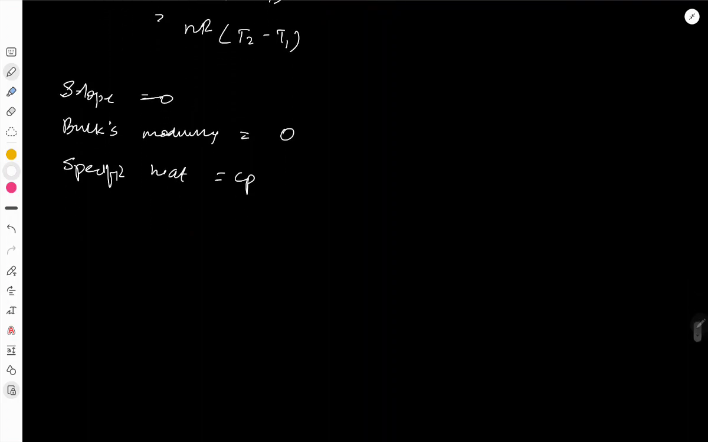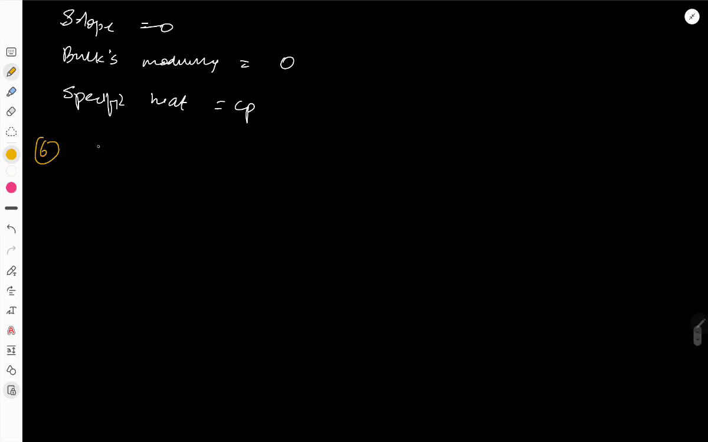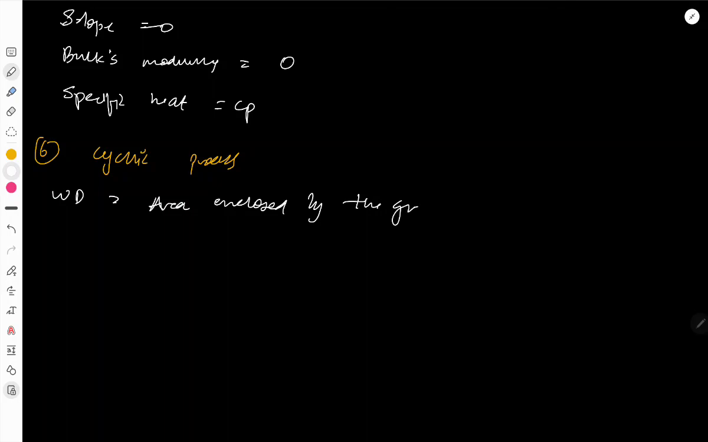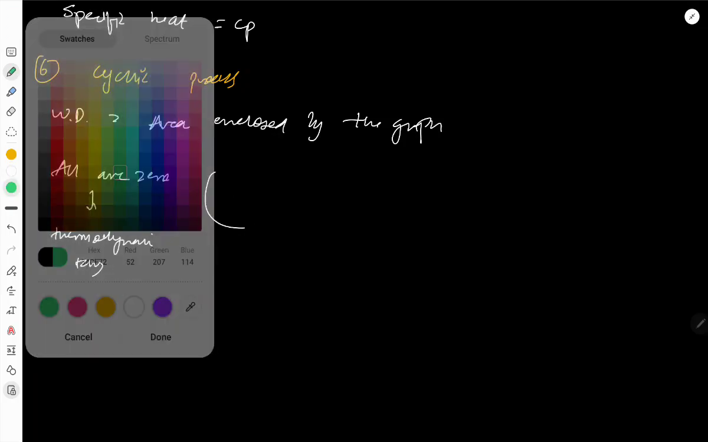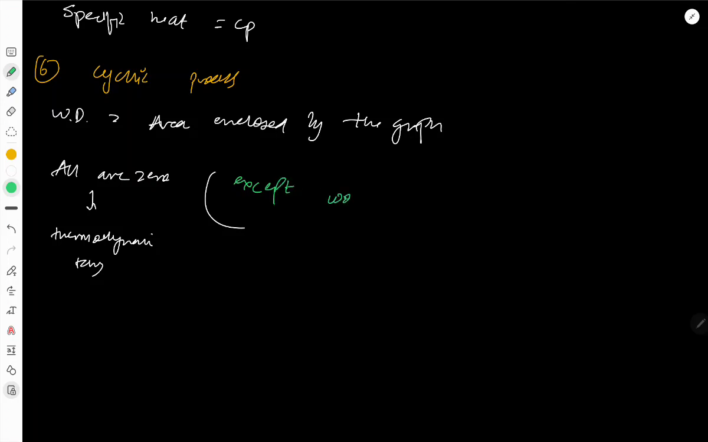And now the last two processes. The cyclic process, in which work done is equal to the area enclosed by the graph, and in a cyclic process all thermodynamic function terms are 0, except work and heat. Yes, you need to remember this by heart.